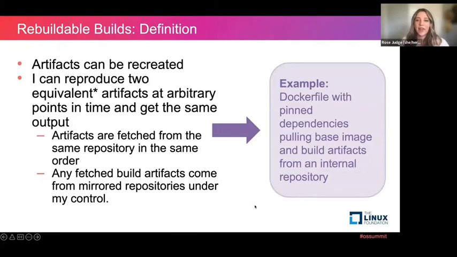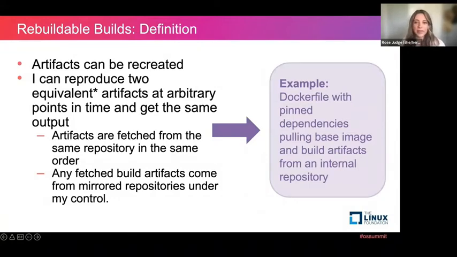So as you'll recall, the next level of reproducible builds is rebuildable builds, which is a level in which we control the explicit inputs for a build. So rebuildable builds are build processes that can reproduce two equivalent, but not necessarily identical, artifacts at arbitrary points in time and get the same output. So if your build is rebuildable, it implies that any intermediate build artifacts are stored and under your control. This means that you likely have some sort of caching mechanism for intermediate build artifacts, and those artifacts can reliably be retrieved at a future date. It means that you're not pulling artifacts from third-party locations, but instead you're mirroring them internally or rebuilding them from source, which is also under your control.